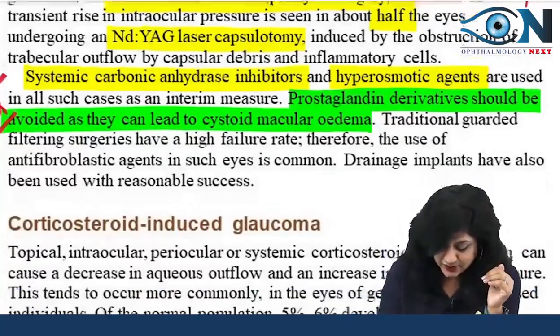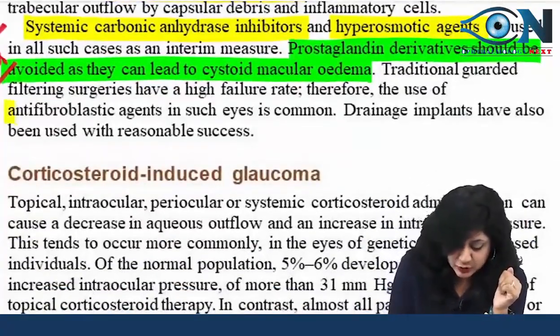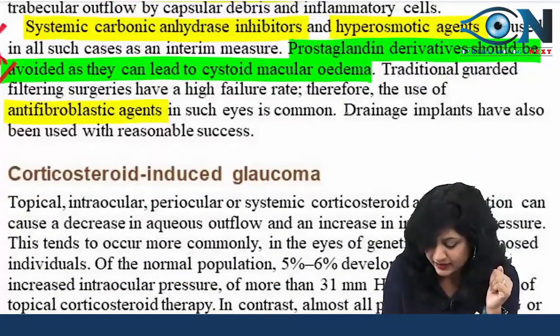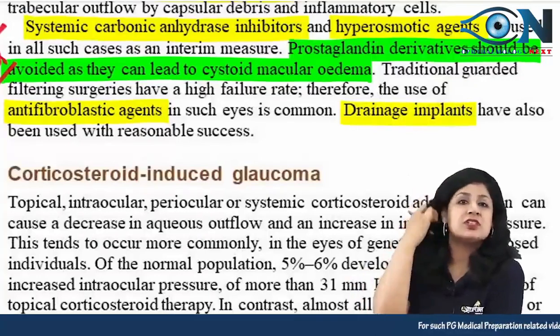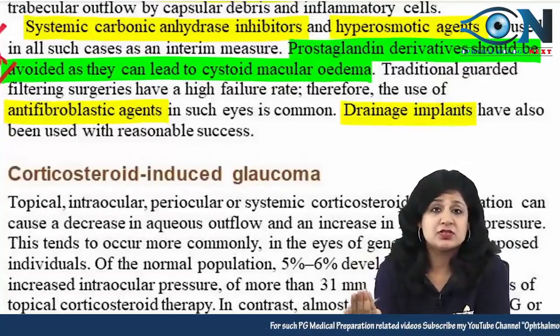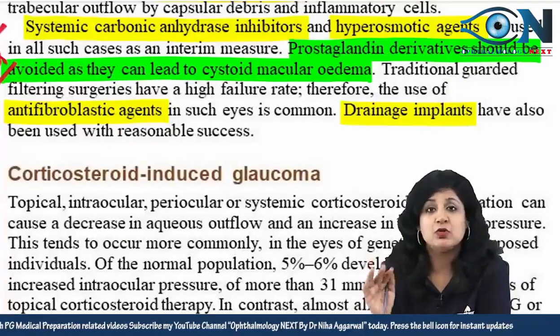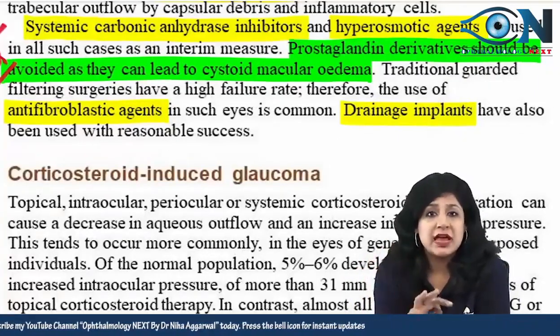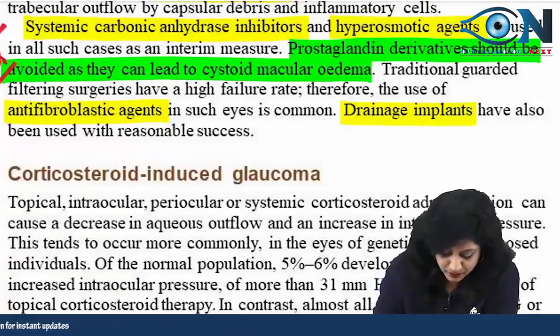Traditional guarded filtering surgeries have a high failure rate. So along with that, I have to use antifibroblastic agents and drainage implants. These are again cases where, if you are doing just a traditional surgery, only the filtration surgery or the trabeculectomy, it's not going to perform well. You have to think about using antifibroblastic agents or drainage implants along with that.